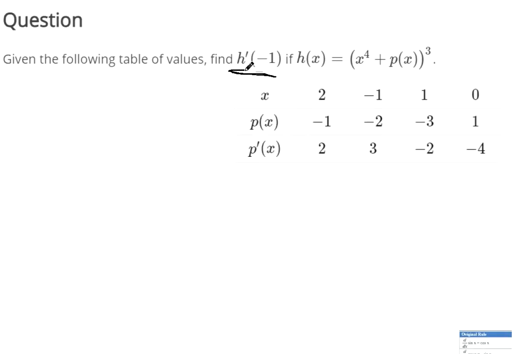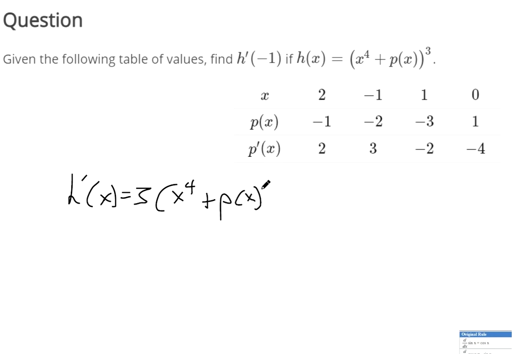So they want us to evaluate the derivative at -1. So we need to know the derivative of h of x. So there's an outermost function here. 3 comes down. Innermost function stays the same. We're just using the power rule in the outermost function. And now we multiply by the derivative of the innermost function. So this derivative isn't too bad because they're separated. They're different terms, so we don't have to use the product rule. The derivative of x to the fourth is 4x to the third. And then the derivative of p of x is p prime of x.